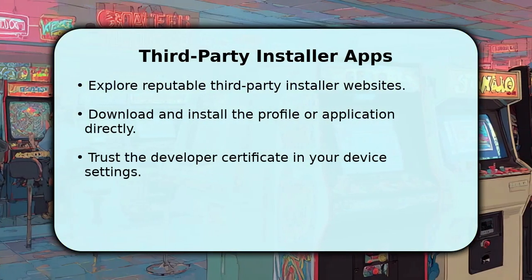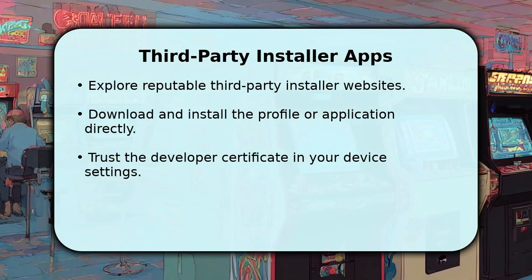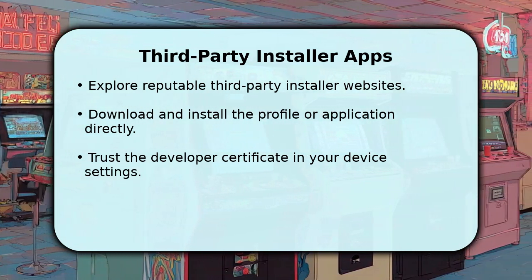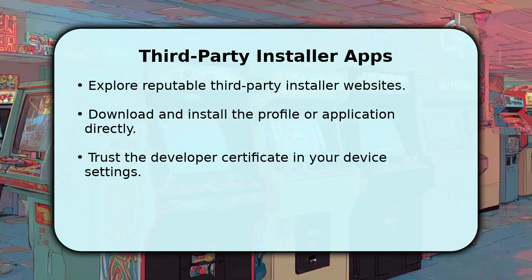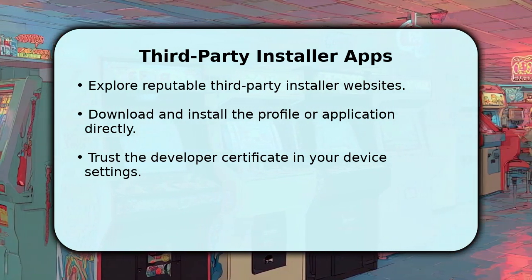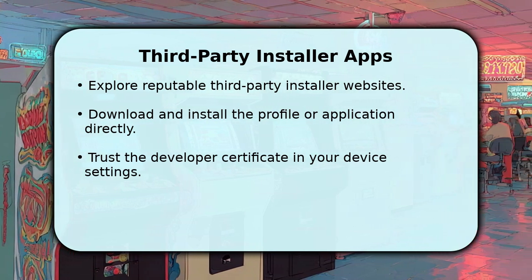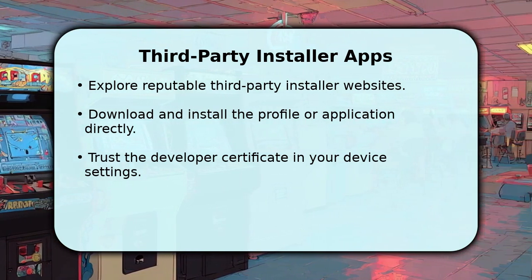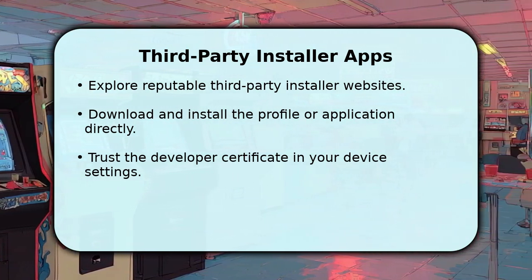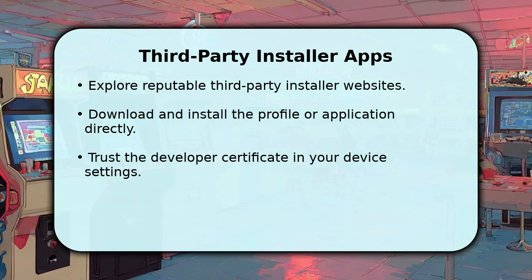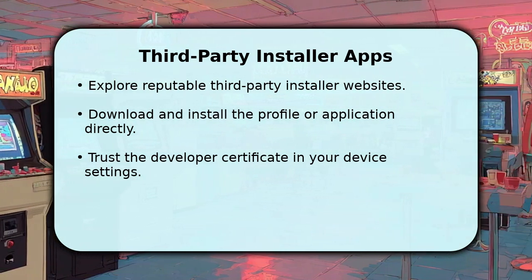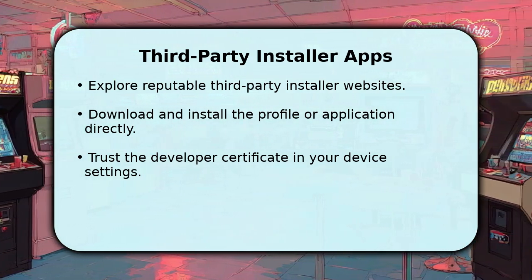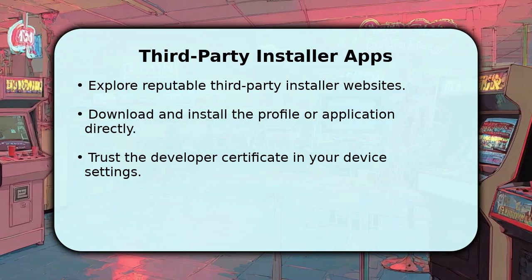Another convenient option involves using a third-party app store or a direct installer website. First, research and select a reputable installer that provides Delta specifically for iOS devices. Follow their clear on-screen instructions to download and install the application profile directly onto your phone. Next, you must go into your device's settings, navigate to General, then VPN and Device Management, and trust the associated developer certificate. Be aware that these installations often require reinstallation roughly every 7 days, to remain active on your device.